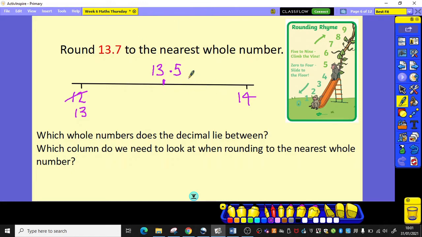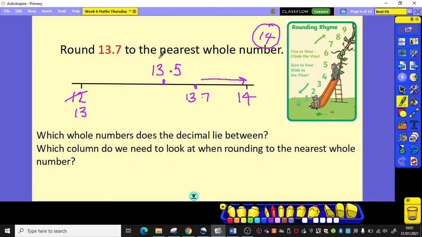So 13.7, I'll write this below this time, but that's going to be approximately around here. I can already see it's closer to 14, so 14 is going to be my whole number it rounds to. But very important, referring to the rhyme, 5 to 9, climb the vine.